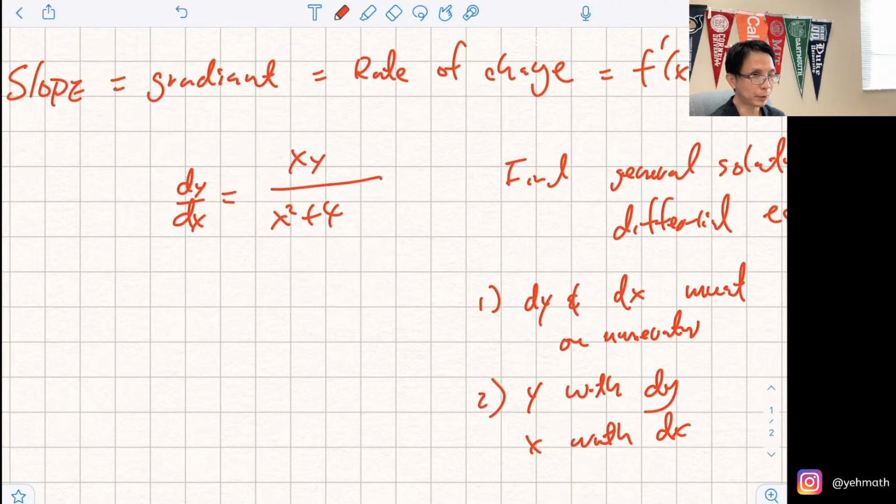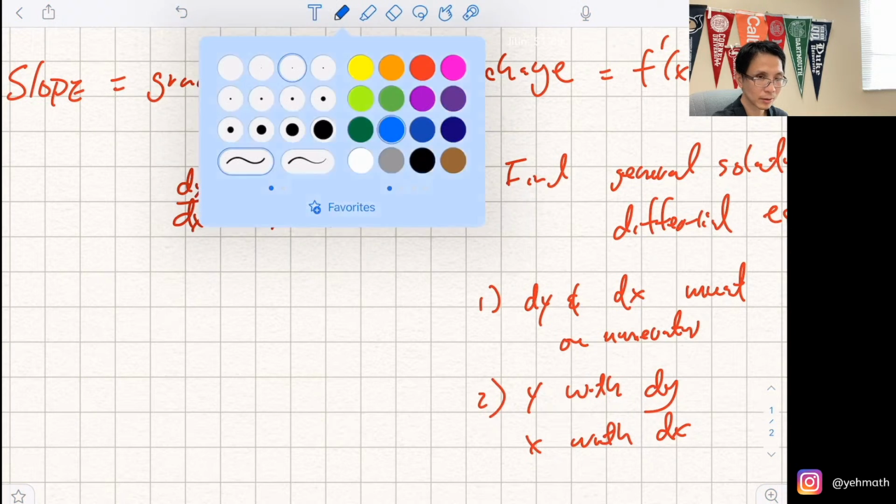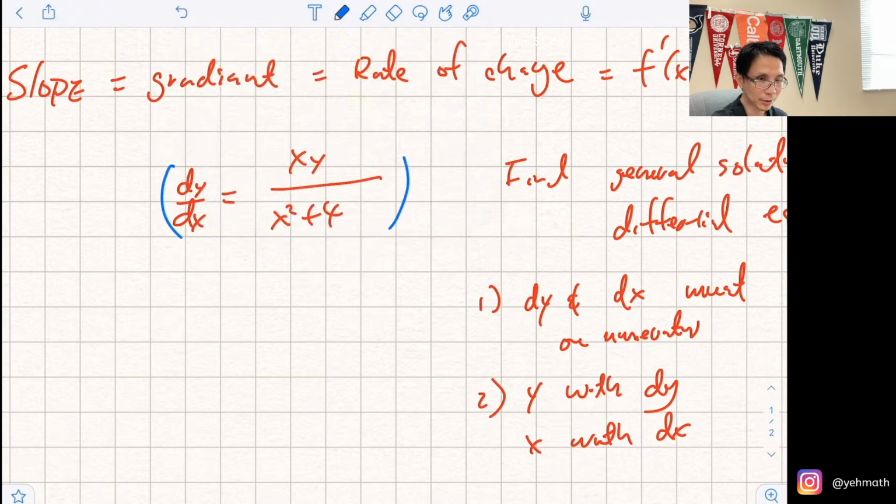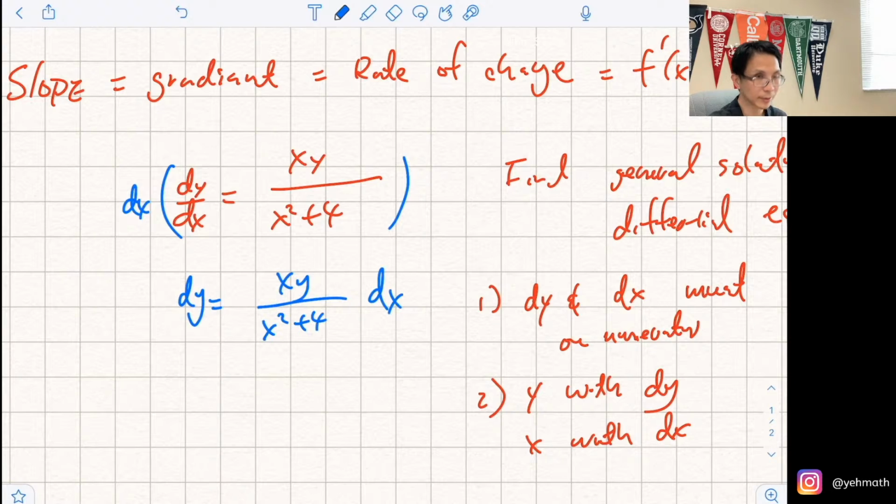If I want to separate this, what I do is multiply dx on both sides. Does that make sense? I always move the dx to the right side. So if I multiply dx on both sides, I get dy equal to xy over x squared plus 4 dx. Now, is my dy on the numerator? Is my dx on the numerator? Yes.